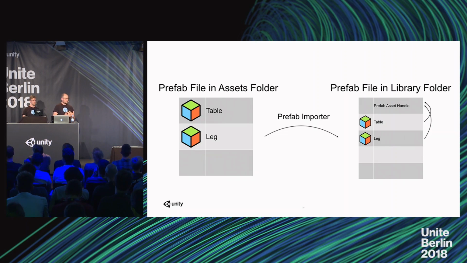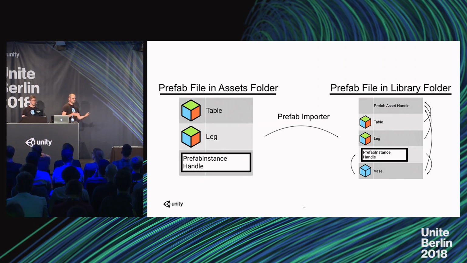All of the objects in the asset point to this prefab asset handle. So if you remember the corresponding object thing, if you have the instance and you find the corresponding object, there's a way to figure out the asset handle. And this is something we use internally to track which asset each of the objects belongs to.